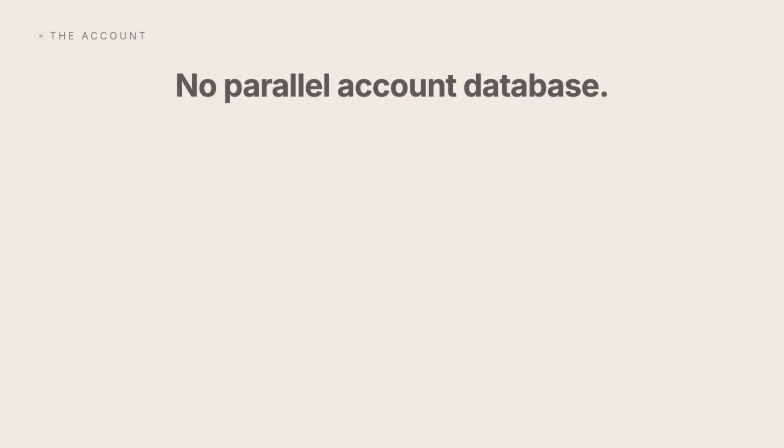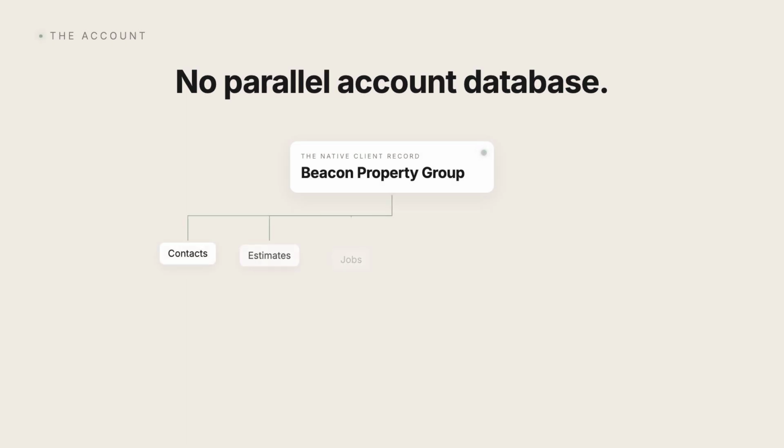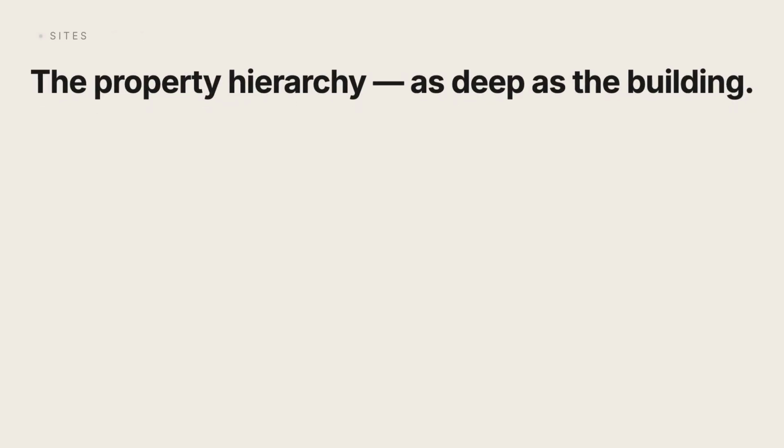The first decision is that we don't create a second fake account database where you are just storing the jobs. The native client record is the account. If the customer is, for example, Beacon Property Group, that one company record already owns the contacts, estimates, jobs, invoices, payments, conversations, and end customer history. Then we relate the commercial structure to it rather than just adding it as add-ons.